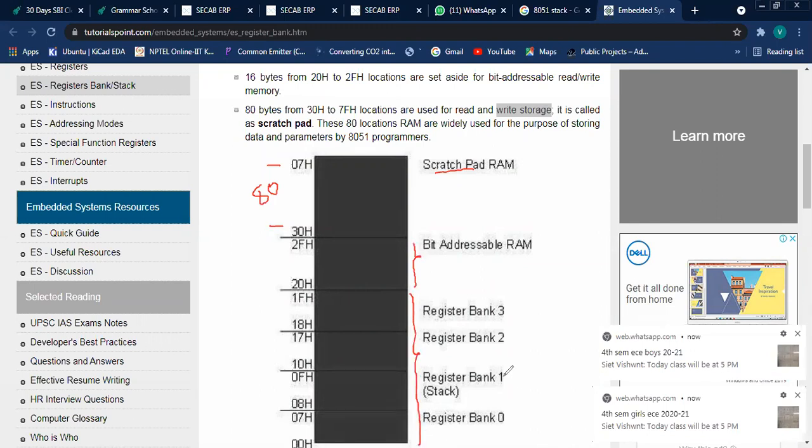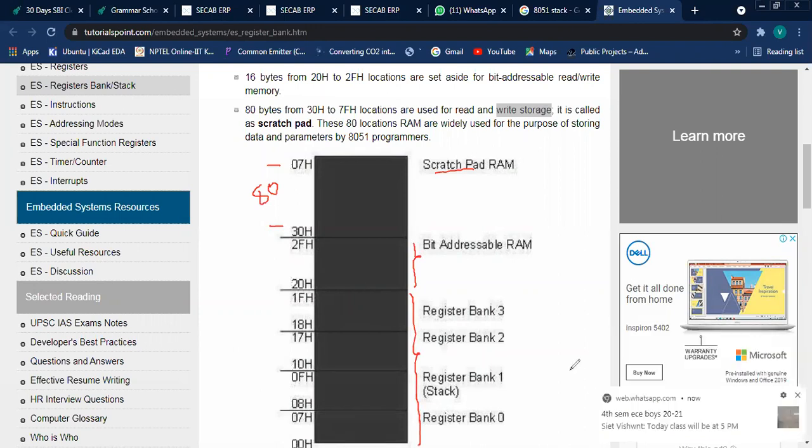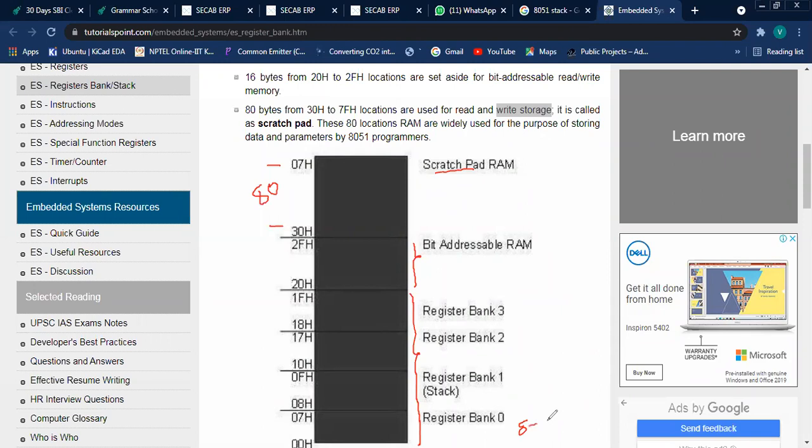and we have a total of 32 bytes for the 4 register banks. Each register bank is of 8 bytes. So within that, 8 registers I will get. And the stack memory is also there, which is starting from 08H to 1FH. This is the default stack memory.